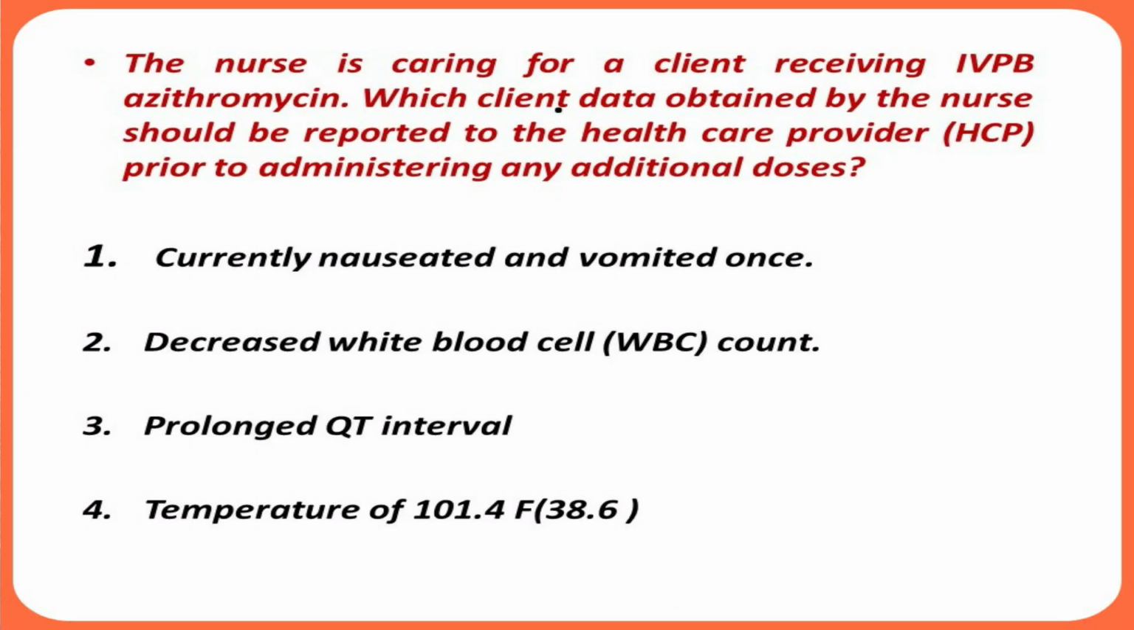I just wanted to include this topic because many of you have a doubt, and some choose the wrong answer. Some go with the decreased white blood cell count, and some go with the temperature. Nausea and vomiting, everybody knows is the expected side effect, so we usually never choose that one. So the correct answer to this question is option 3, prolonged QT interval. If the nurse sees this while collecting the data, she should immediately inform the doctor.